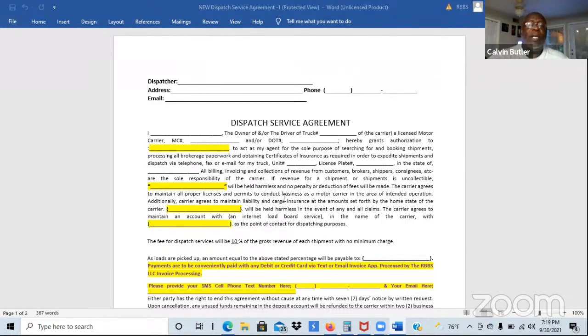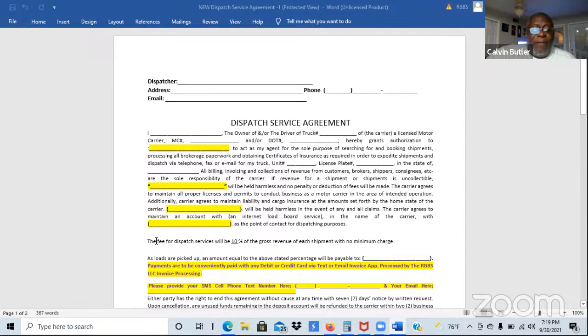That is perfectly legal. So now you, as the dispatcher, have access to the DAT load board for all 5 of your carriers, all 5 of your clients. You can go in there and search for loads for all 5 of your clients using that. But that's the point of contact for that purpose.